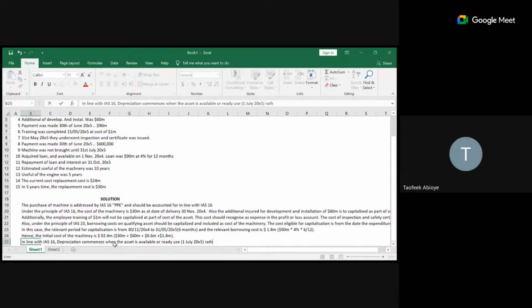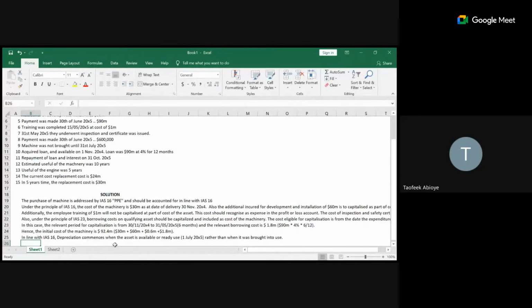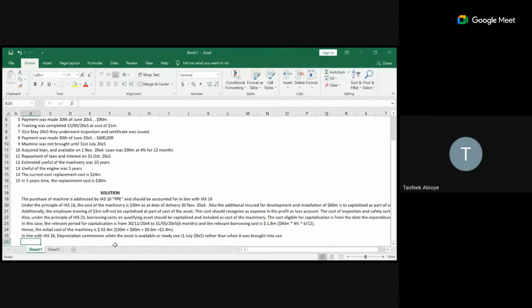Now, rather than when it was brought into use. So they told us now, rather than when it was brought into use. So there are some bits in the question that they are just putting there to confuse somebody.